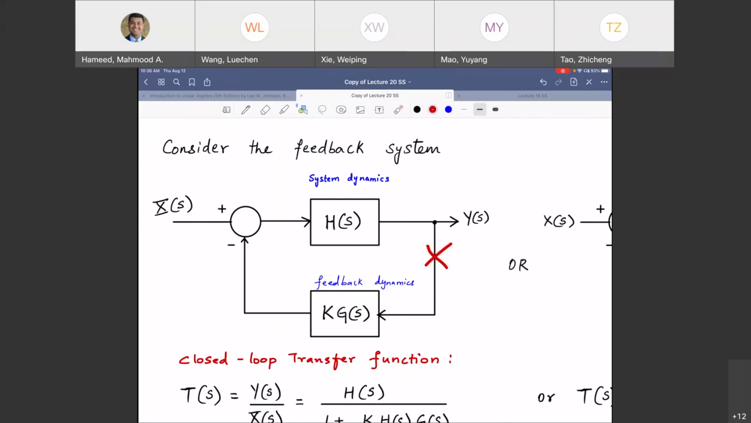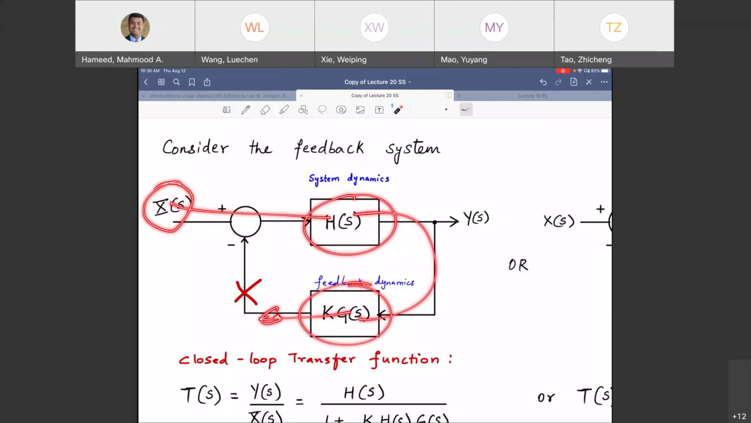But what if you break here? If you break here, input is X, it goes through H, goes through K G of S, and you have your output. It is still not closed loop, but this is what we call loop transfer function. So your loop transfer function is X of S going into H of S, going into KG of S, and that's your output. So output divided by input is going to be your loop transfer function.